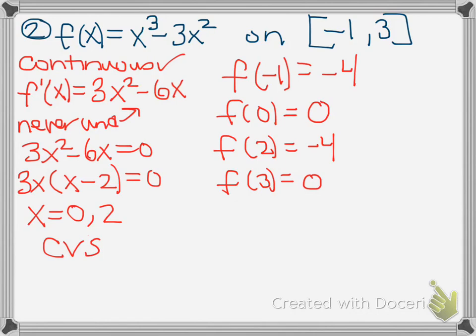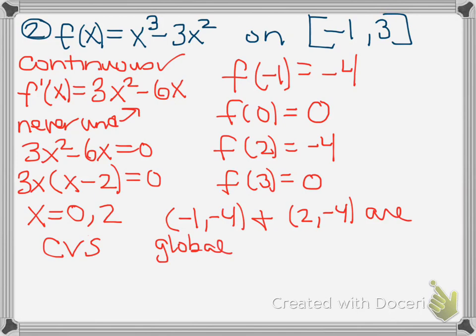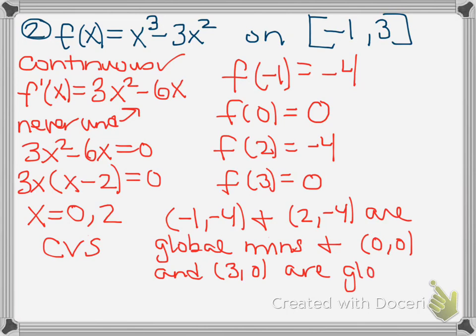So, conclusion statement down here. -1, -4, and 2, -4 are global what? Mins. And 0, 0 and 3, 0 are global maxes. Okay. Any questions again? Jot them down. Here we go.